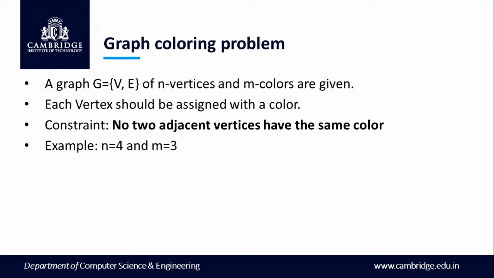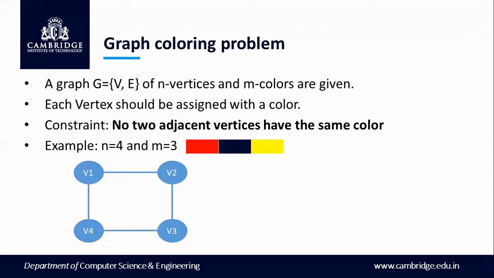Okay, an example for this: suppose we have a four-vertex graph and three colors given. So here we can see that there are three colors, that is red, black, and yellow, and a graph is given for us. Now you need to paint these vertices using the colors in such a way that no two neighbors have the same color.